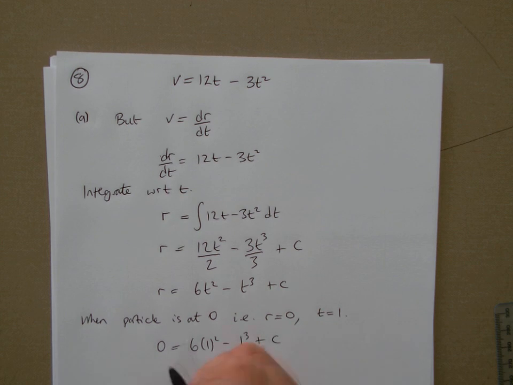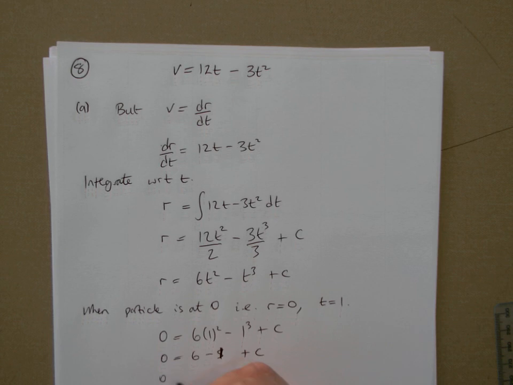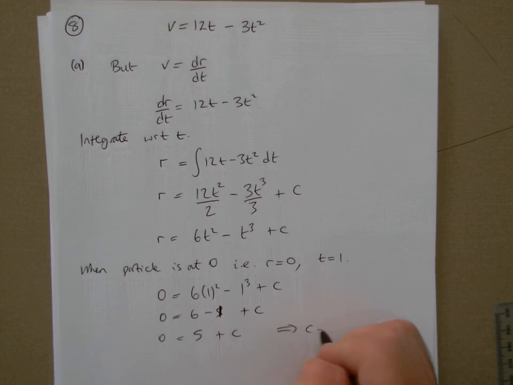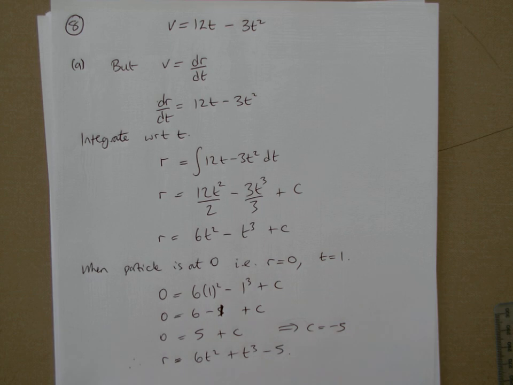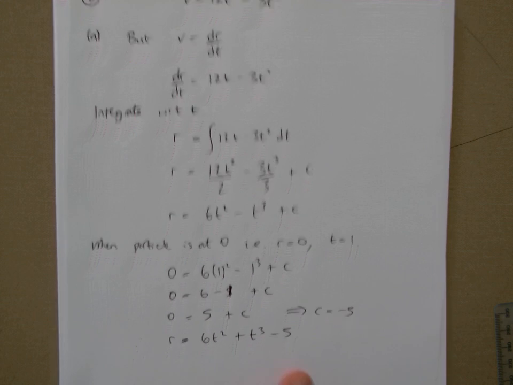So this becomes 6 take away 1, sorry, plus C, and the overall answer becomes 5. 6 take away 1 is 5. So that means C is going to be equal to minus 5, and I take it over. Therefore, R is equal to 6t squared plus t cubed minus 5. That's the position there at time t. So this is displacement at time t.